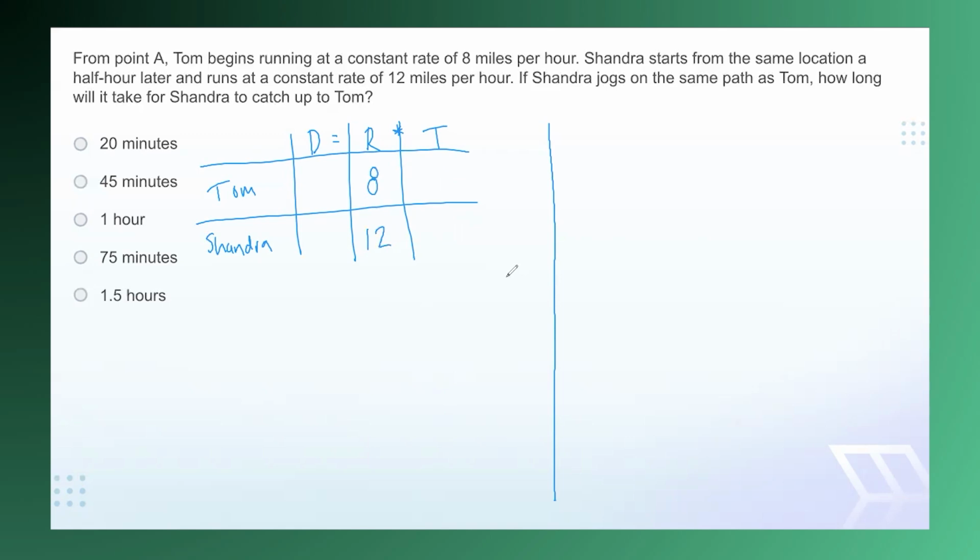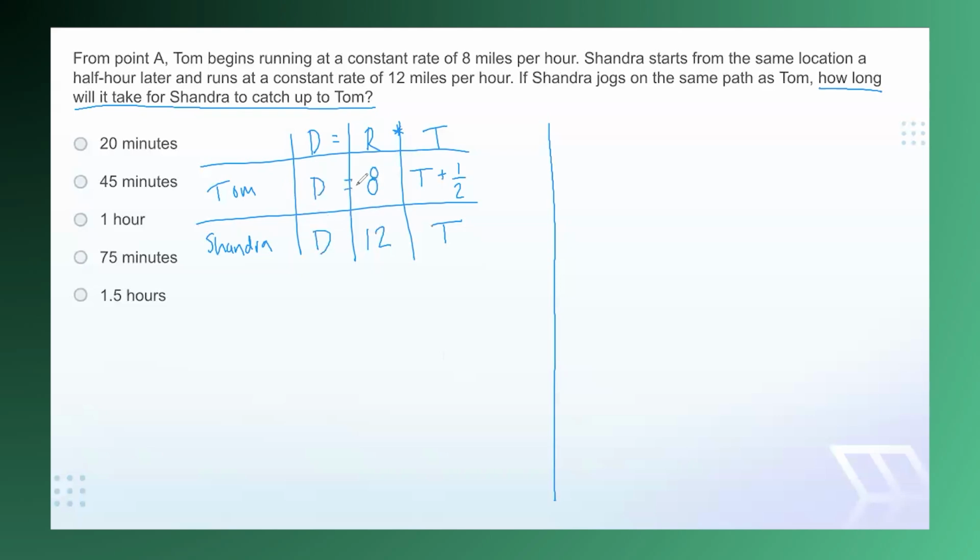Now, time we do not know, but we know that Tom runs for half an hour longer than Chandra because he starts half an hour earlier. So we can set Chandra's time as T and we can set Tom's time as T plus 1/2. And then T, or Chandra's time, is what we are solving for. How long will it take for Chandra to catch up to Tom? And then distance, we also don't know, but since we know that they are starting and ending in the same place, we know that Tom and Chandra's distances are the same. So we can set both of these as D.